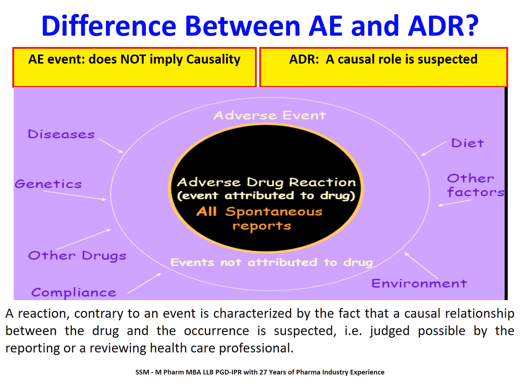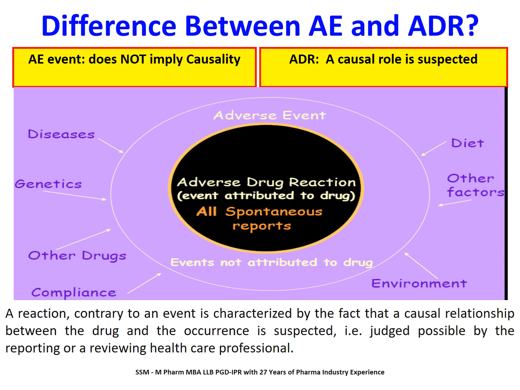Now coming to the difference between adverse events and adverse drug reactions. An adverse event does not imply causality, or that it is caused by the drug. With an adverse drug reaction, there is a causal role of the suspected drug. It means an adverse event has a wider horizon. It includes all events after taking the drug, whether they are related to the drug or not. But adverse drug reactions are mainly reactions which are related to the drug.